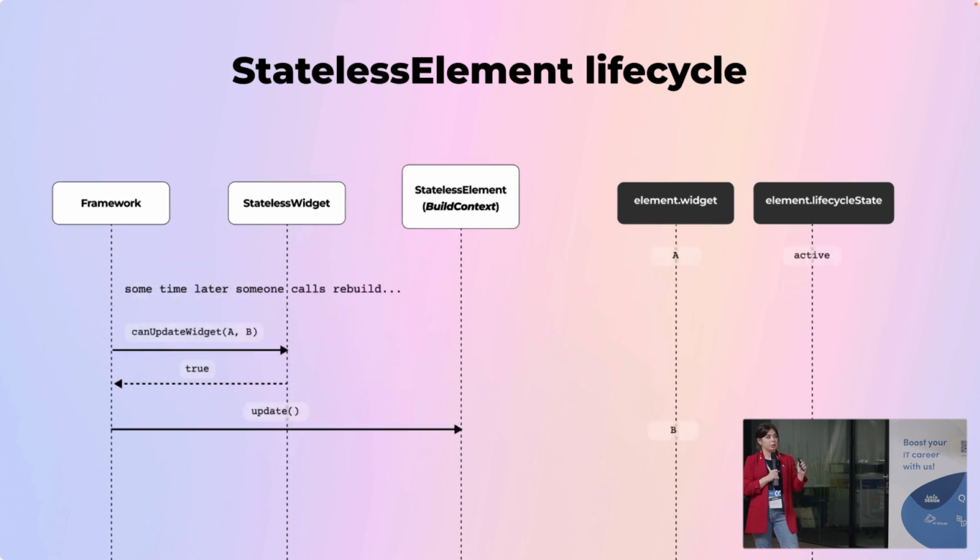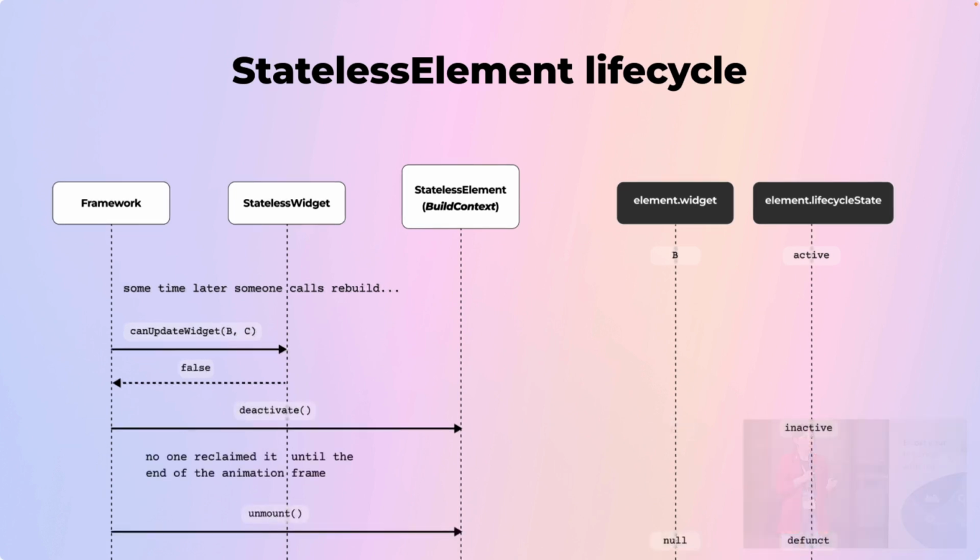Okay, sometime later someone calls rebuild of this widget. The framework checks the canUpdate method that we have seen previously, and for example, our runtime types are the same, keys are the same, so it's true. The framework then calls the update method of the StatelessElement. It changes its pointer to a different widget, but the element itself is not recreated. Nothing gets changed there except the pointer to the widget. So the element is in the same place.